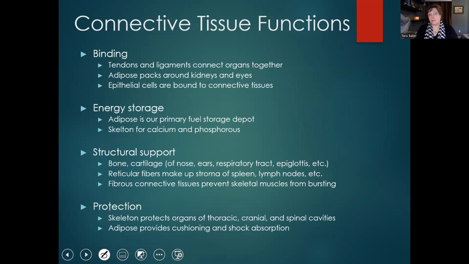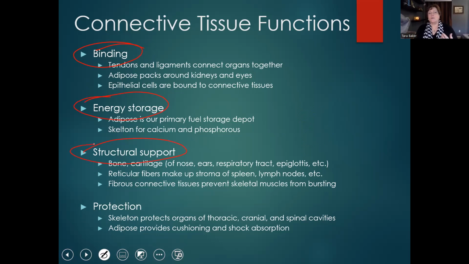They don't have a lot of little muscles yet. Okay, binding. We're going to be binding muscles to bone. That's going to be tendons and ligaments. And adipose also is going to be packed around different organs. You'll see that next term when you get to dissect a heart. There's actually a lot of fat attached to the heart, and it's for binding things together, gluing things together. Energy storage, that's what fat's for.